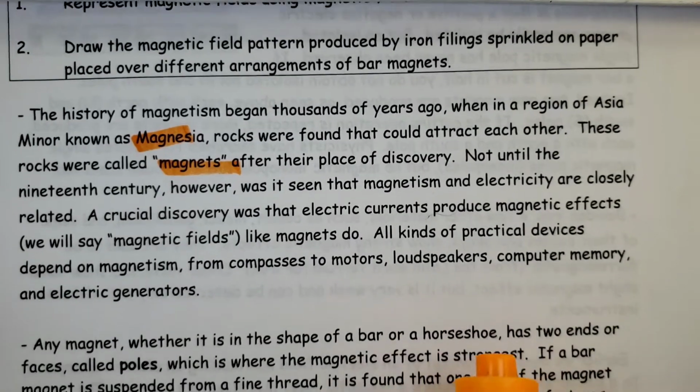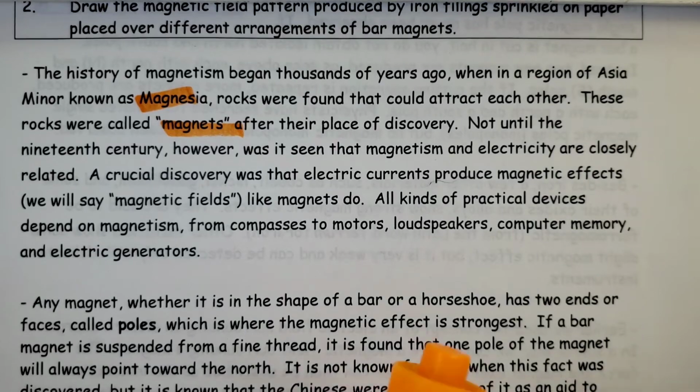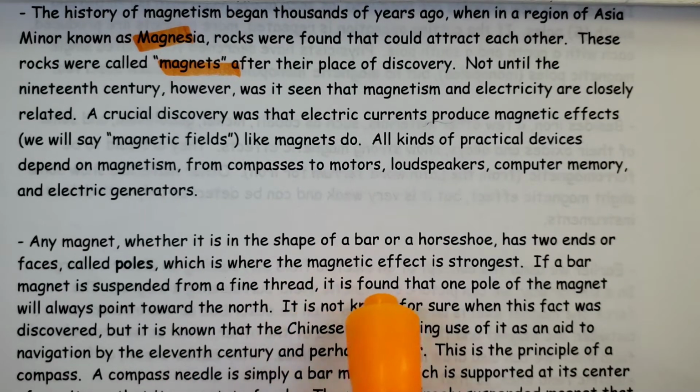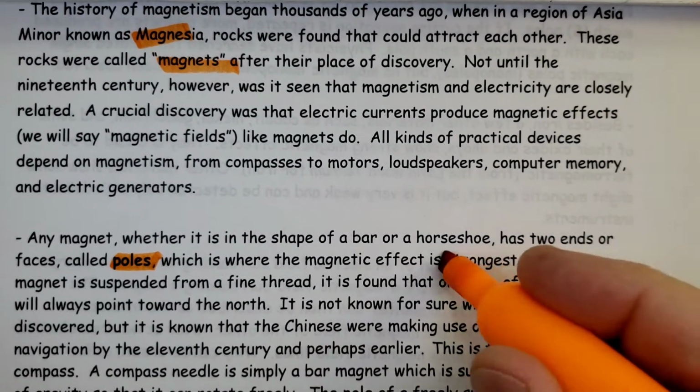And we'll see that later on because there's an assignment near the end of this unit that involves you looking at some of these. Any magnet, whether it is in the shape of a bar or horseshoe, has two ends or faces called poles, which is where the magnetic effect is strongest.